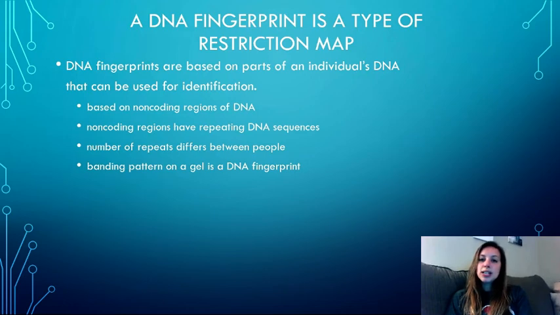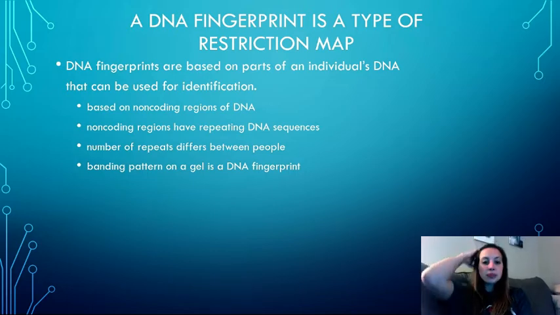So a DNA fingerprint is a type of restriction map. DNA fingerprints are based on parts of an individual's DNA that can be used for identification. So it's based on non-coding regions of our DNA. So these are going to be the regions that are not coding for those proteins. And they're going to have repeating DNA sequences. So ACGT, ACGT, ACGT, or AATT, AATT, whatever it is, it's repeating. The number of repeats differs between people. So that's your DNA we know is different. Otherwise, we'd be the same person. So these repeats are going to look different between everybody.